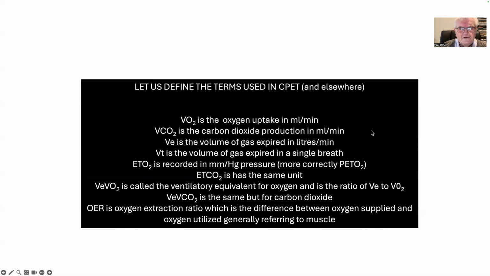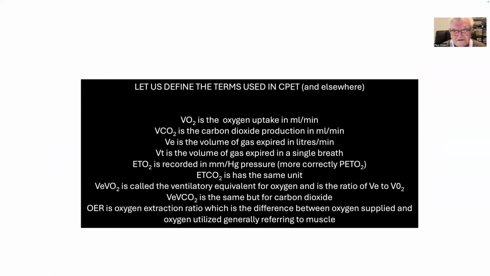Well, we need to define a few terms we're going to use. It's used here and elsewhere. VO2 is the oxygen uptake in mL per minute. If it's mL per minute, there should be a dot over the V indicating it's uptake per minute. VCO2 is carbon dioxide, the same. VE, the volume of gas in litres per minute. Again, there should be a dot over the V if it's for a minute.